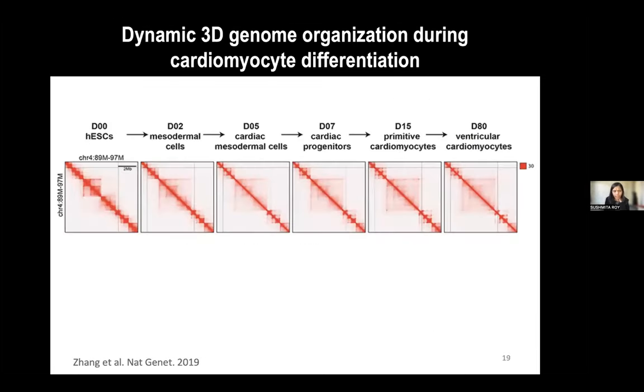We've been applying this method to different types of data sets, publicly available data sets, as well as some data sets being generated in Mike's group. And so I'm going to tell you about the application of this method to a particular data set, which was measuring Hi-C and also other histone modifications during a differentiation of HESCs to cardiomyocytes.